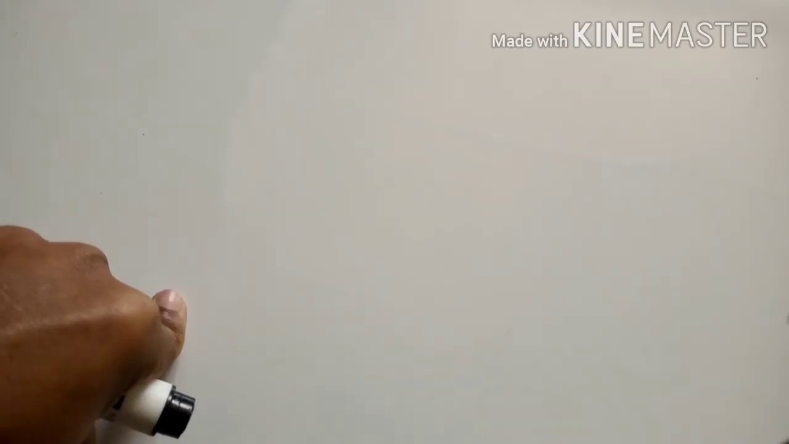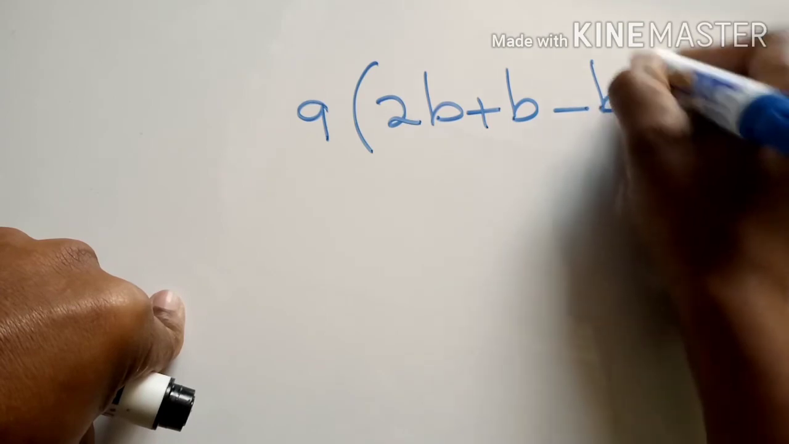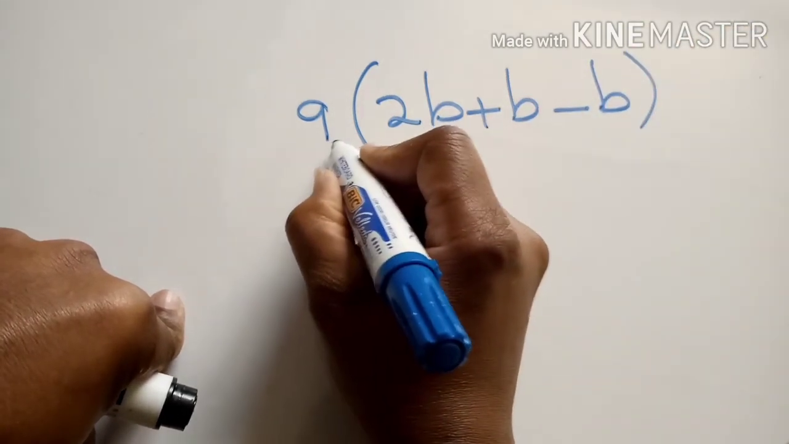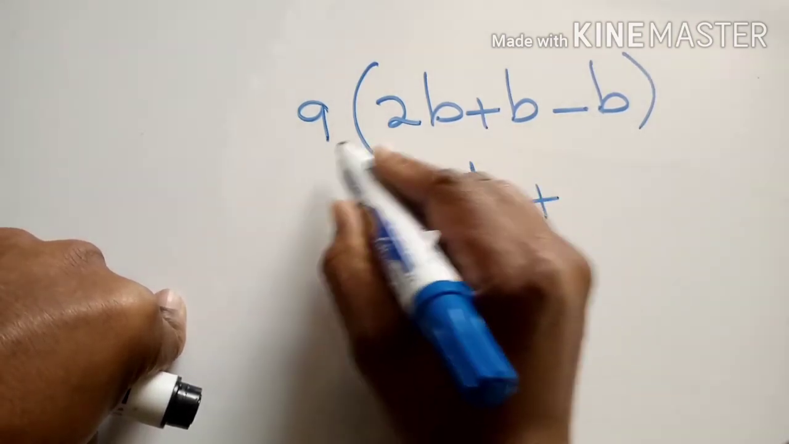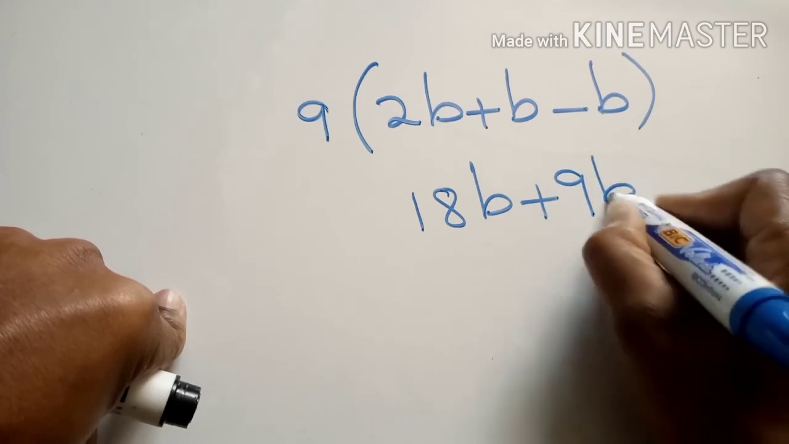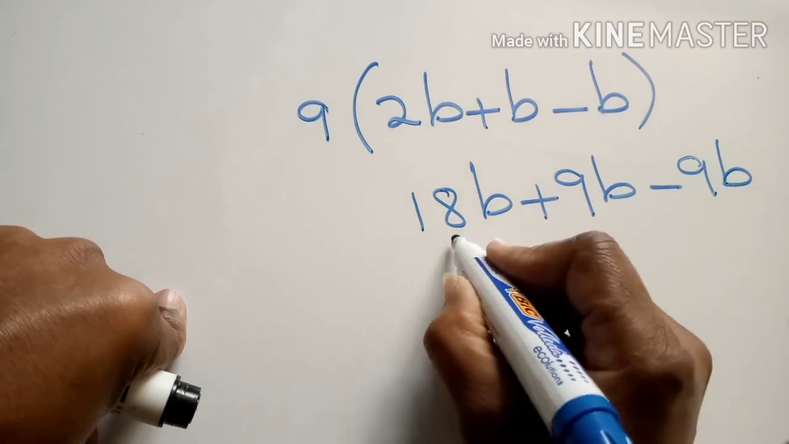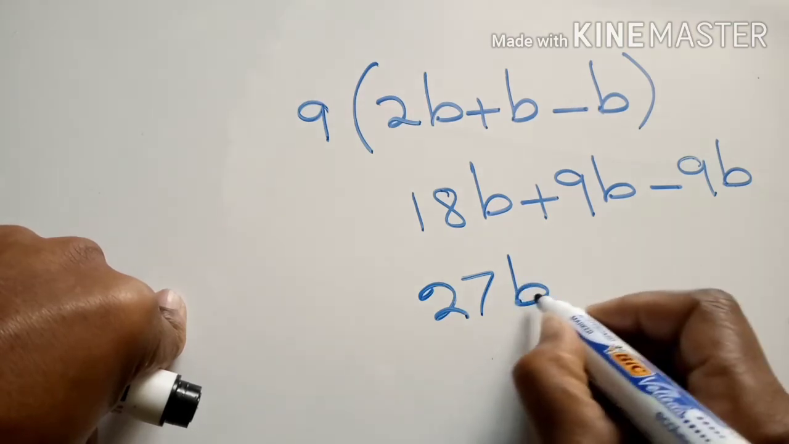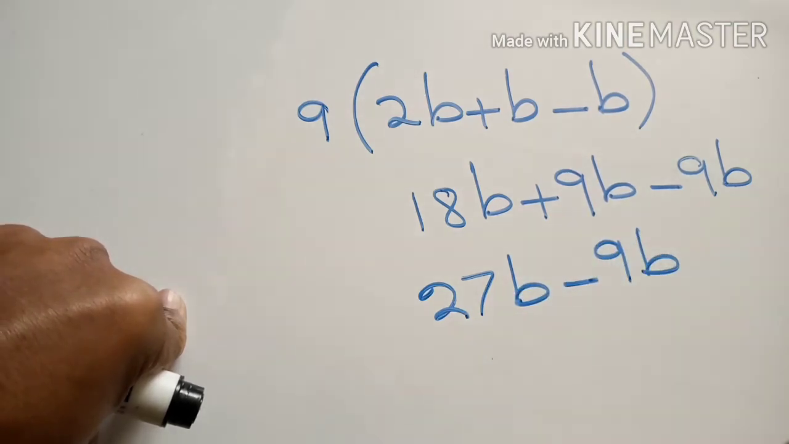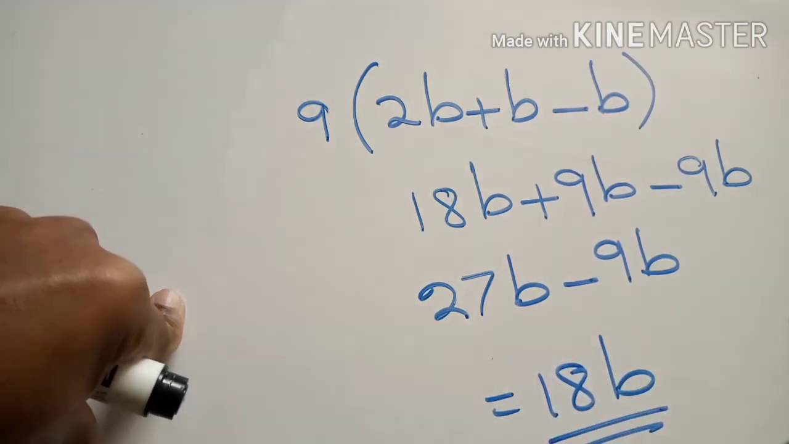That's our answer. Now the other one you can do is 9 into bracket 2b plus b, take away b. So again, 9 times the term 2b is 18b, plus 9 times b is 9b, minus 9 times b, 9b. So 18 plus 9 is 27b, minus 9b, that is 18b, and that is our answer.